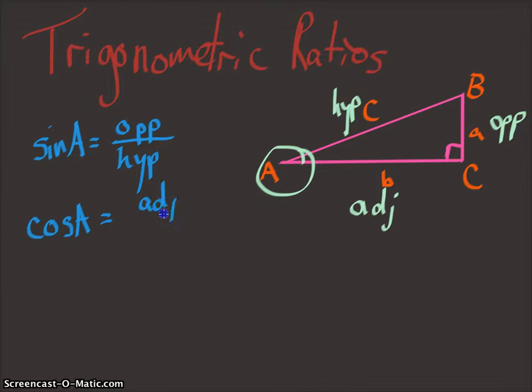Okay? Our second trigonometric ratio is going to be that the cosine of A is equal to the adjacent side length over the hypotenuse side length. And last but not least, we'll discuss tangent of A, which will be equal to the opposite over the adjacent side length.